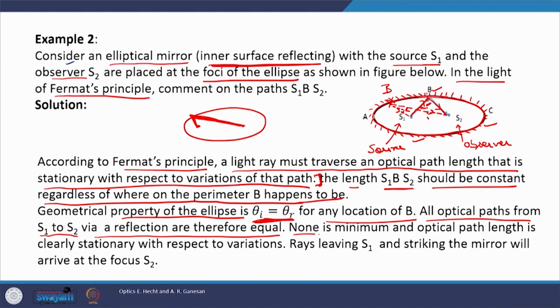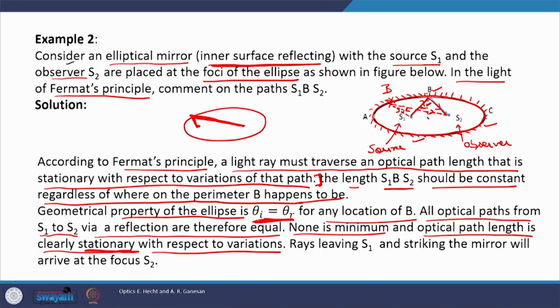Now, since all the optical paths are the same, there is no minimum, neither is there any maximum, and the optical path length is clearly stationary. We get a stationary path length with respect to the variations.